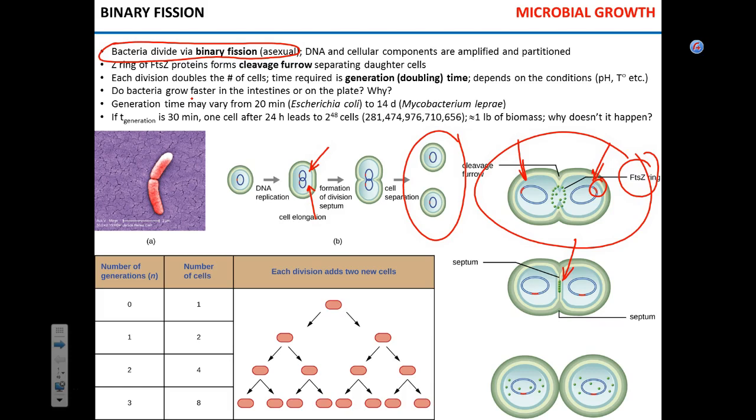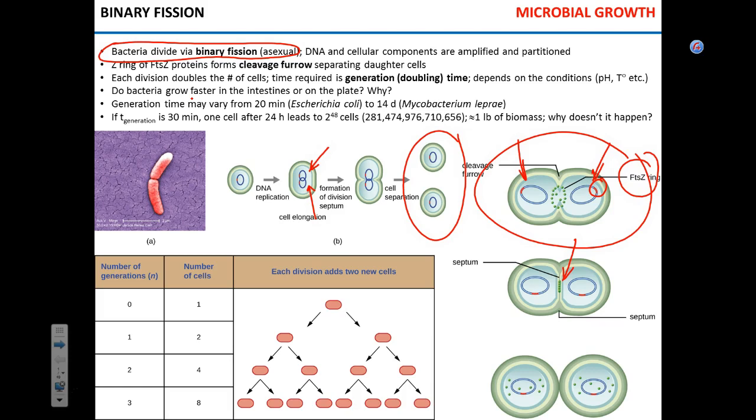What do you think is going to happen to bacterial cells if we somehow knock out the gene for FtsZ protein? They won't be able to divide, exactly, because they won't be able to produce a septum. They won't be able to separate, to partition the cells. Does that make sense?